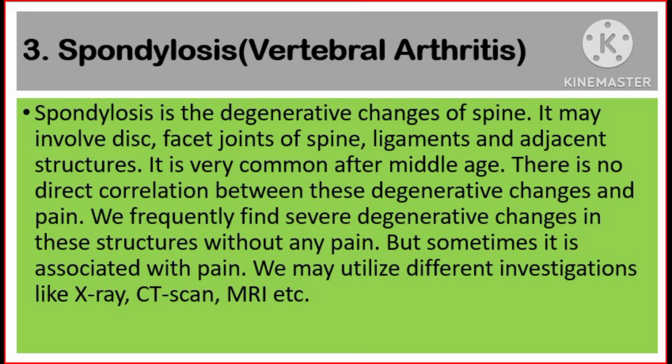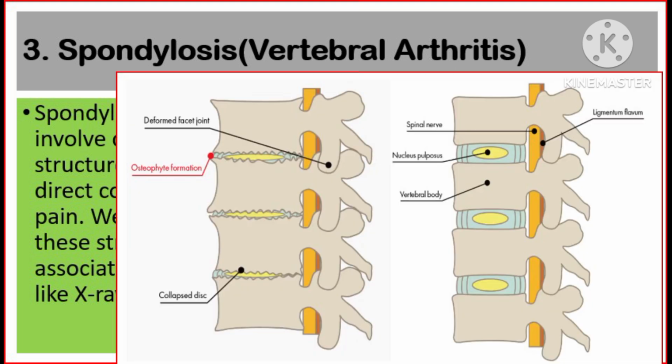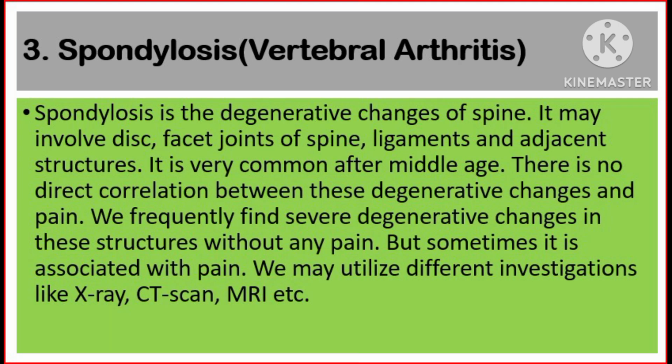Number 3. Spondylosis or vertebral arthritis. Spondylosis is a degenerative change of the spine. It may involve disc, facet joints of the spine, ligaments, and adjacent structures. It is very common after middle age.